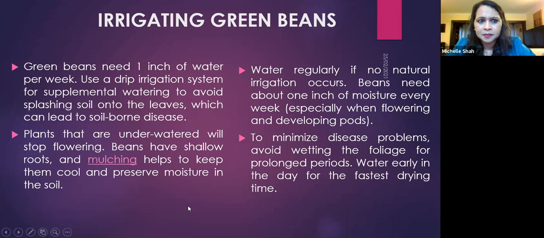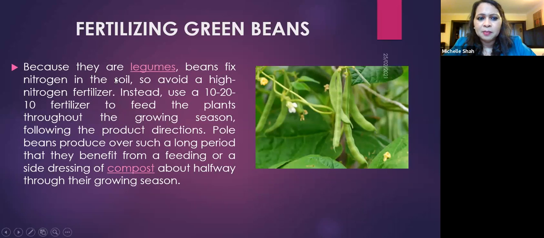Fertilizing green beans. Because these beans are legumes, they fix nitrogen in the soil, so avoid high nitrogen fertilizers. Instead, use a 10-20-10 fertilizer. So you have the 20 being phosphorus, and it should be high in order to feed the plants throughout the growing season. Follow all the directions of these products.